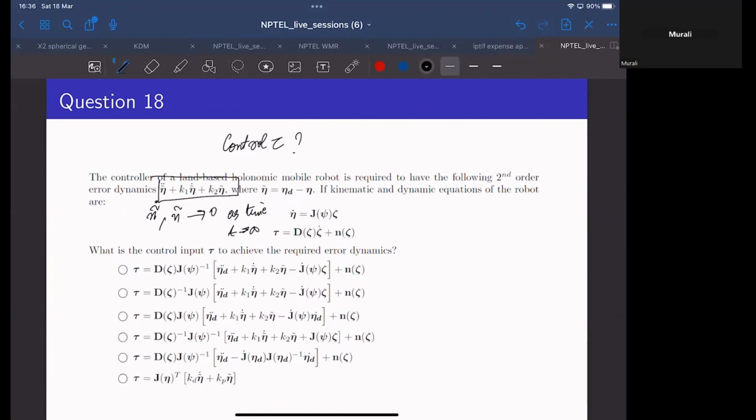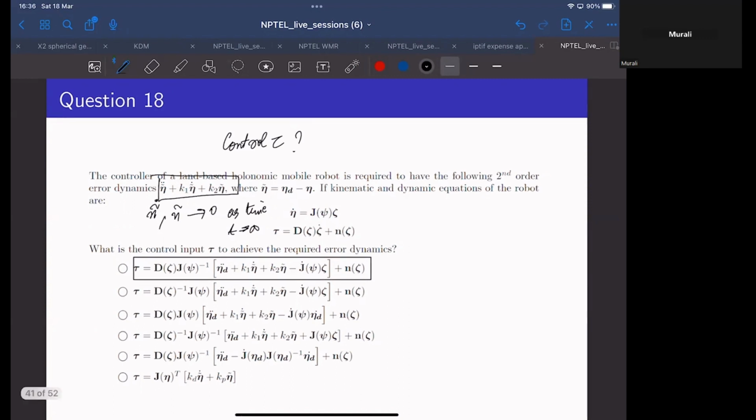We have already derived it in a previous question. As per the previous derivation, we know for sure that the answer is indeed option A. Provided this will be stable, provided K1 and K2 are greater than 0, so that we can have this asymptotic stability.